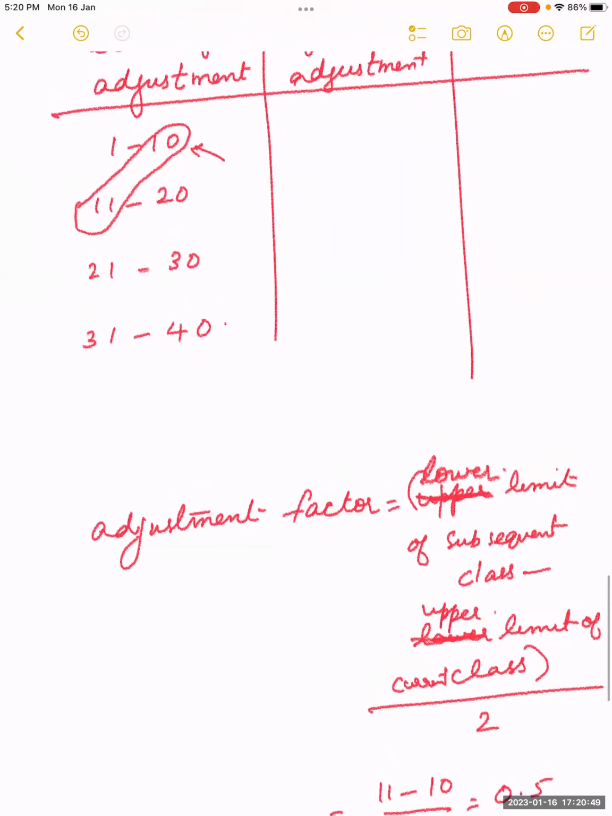Lower limit of subsequent class, because 11 is coming in the lower limit place. I'm really sorry that I confused you. So this is lower limit of subsequent class, and this is upper limit of the current class. Clear?